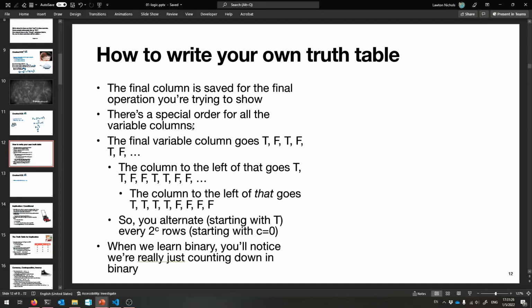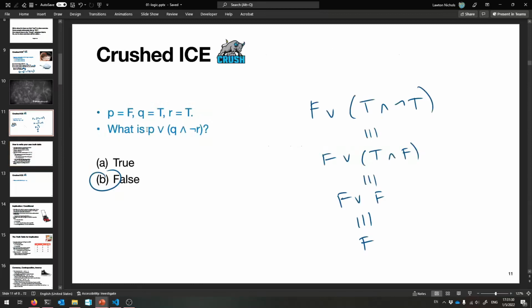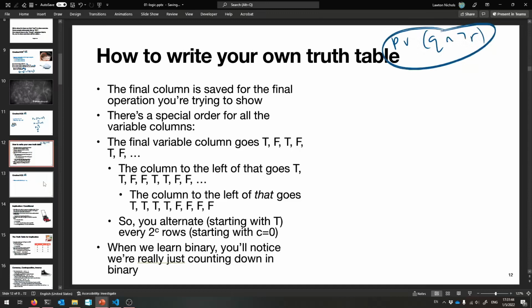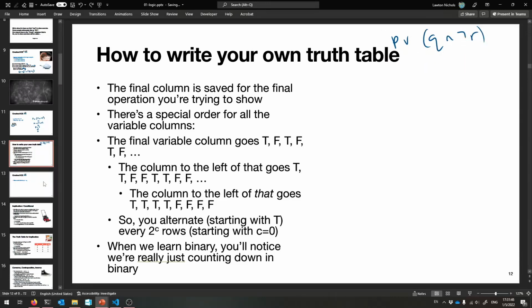So for example, let's just do P or Q and not R. All right, so let's do that one. And let's try all the possibilities. We don't know what P, Q, and R are. Let's see what would be true for all of them. Okay? So here's how you write this truth table. First you have P, all of its possible values, then Q, all of its possible values, then R, all of its possible values. That's the first thing.